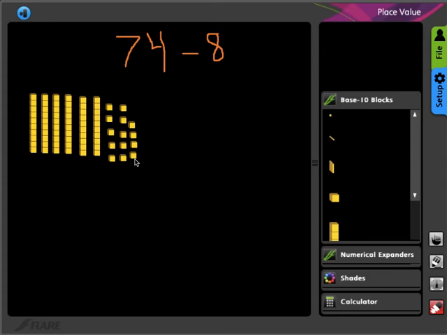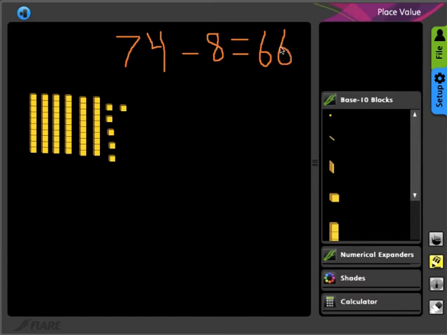Are you ready? I'll do it with you. So I know we have 4 ones right here, and then 5, 6, 7, 8. Let's count what's left over. I have 6 tens, so it's 60, 65, 66. So 74 take away 8 is 66. Okay.